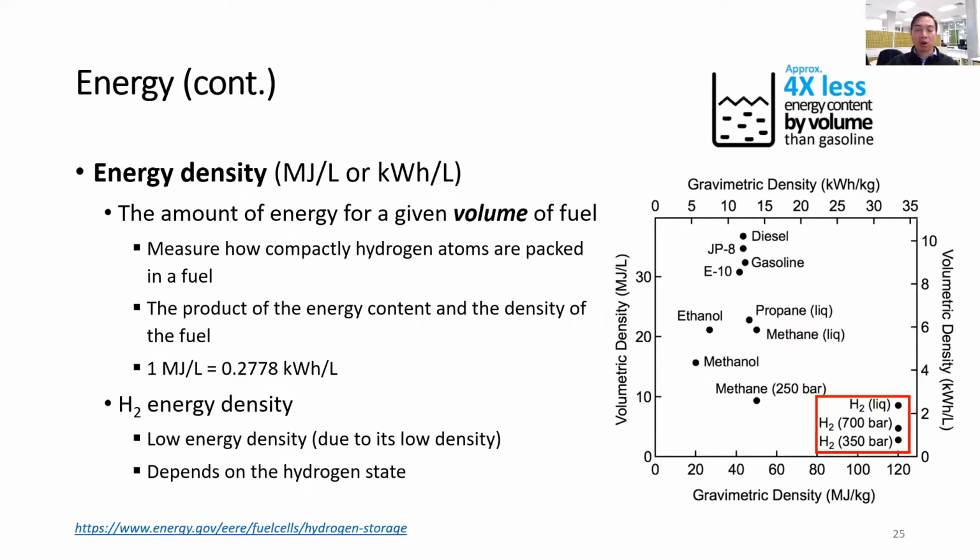It doesn't matter which form or which state you put your hydrogen in, either compressed hydrogen at 350 bar or 700 bar, or even in liquid form, hydrogen has a much lower energy density when compared to other fuel. And the reason is because it has low density. So that is something you need to keep in mind, because, for example, if you want to put hydrogen as an onboard storage on the car, then obviously you are limited by the volume of hydrogen storage you can put on the car, right?